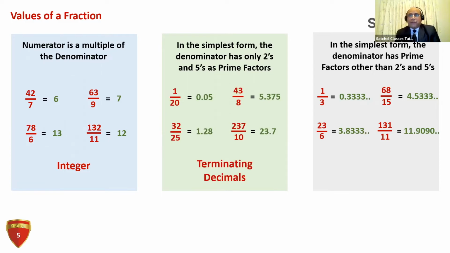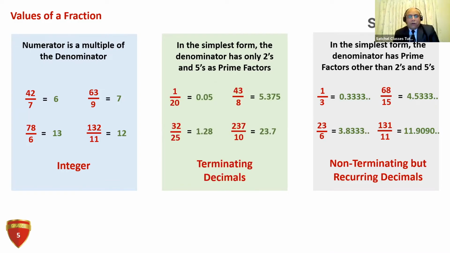So that should qualify as a terminating decimal. However, 15 also has 3 in it, right? Because of the 3, you end up getting the recurring decimal. So only if it entirely consists of 2s and 5s will you get a terminating decimal. Any other prime factor apart from 2 and 5 will result in a recurring decimal. So it's non-terminating because the decimals do not terminate, but they recur, they repeat, right?